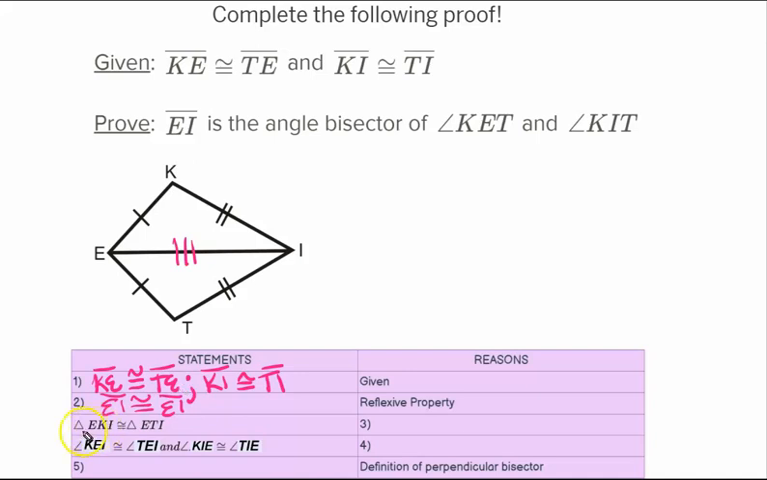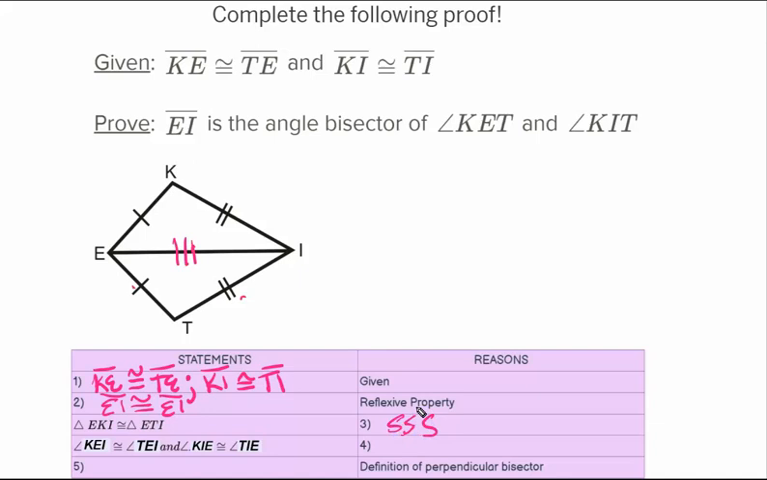Statement 3 is given to us. Triangle EKI is congruent to triangle ETI. And the reason for that, we know, since we have 3 sides marked, the reason has to be the side, side, side triangle congruence theorem. So we'll fill in SSS.